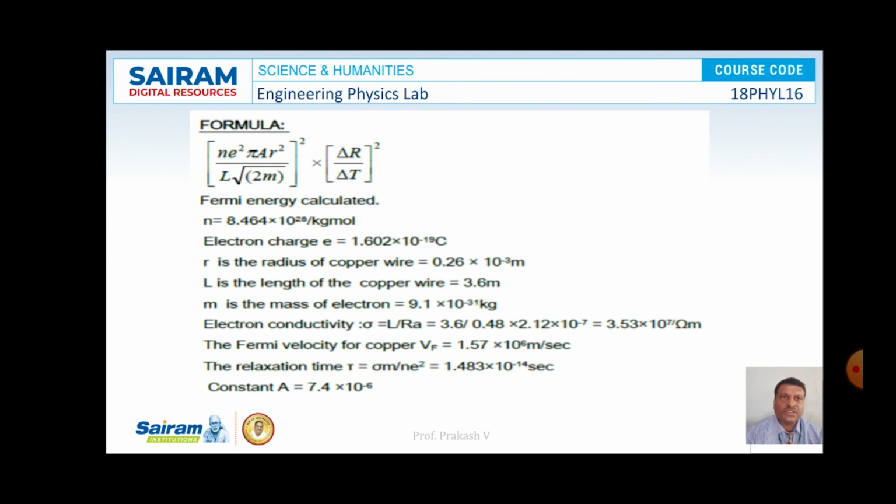That's what is shown here. That is, Fermi energy is calculated by making use of the value of N equal to 8.464 into 10 to the power of 28 per kg mole, and charge on the electron, radius of the wire, length of the wire, mass of the electron, and also electrical conductivity. All these parameters are going to be used for calculating the Fermi energy of copper, and these constant values are going to be given in the exam.